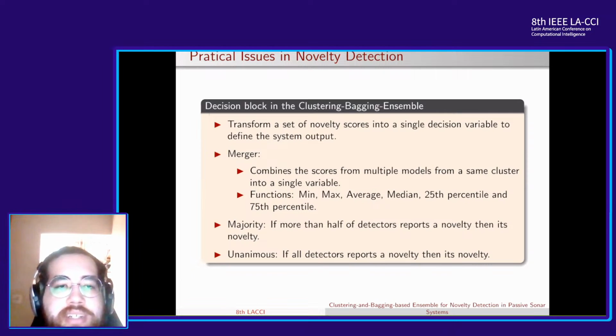In the majority, each novelty score goes to a specific decision maker block producing a set of individual decision variables, one per bootstrap model. Then, it is novelty if more than half of them point to novelty. In the unanimous, the decision variables are computed similarly to the majority approach. Then, a logical AND gate is considered over all individual model decisions. Thus, we obtain novelty only if all individual models point to novelty.